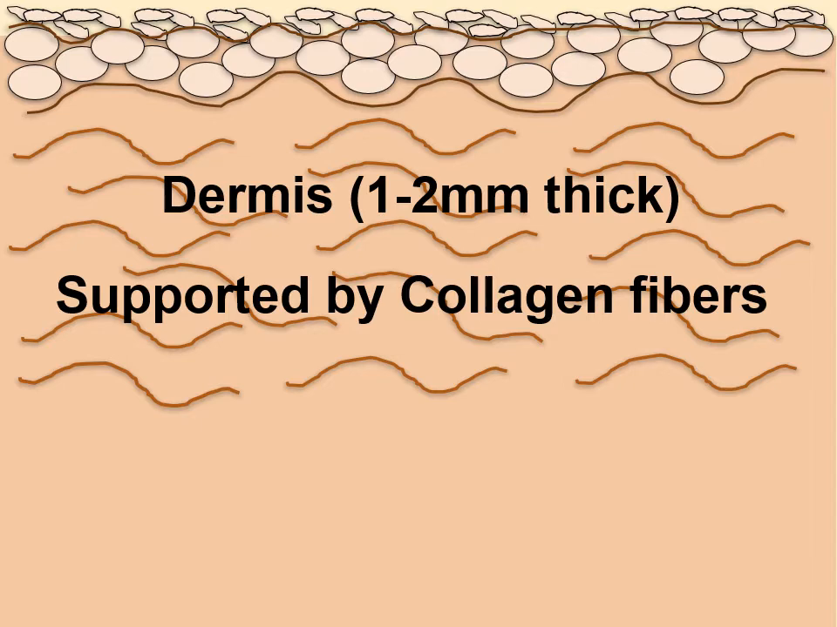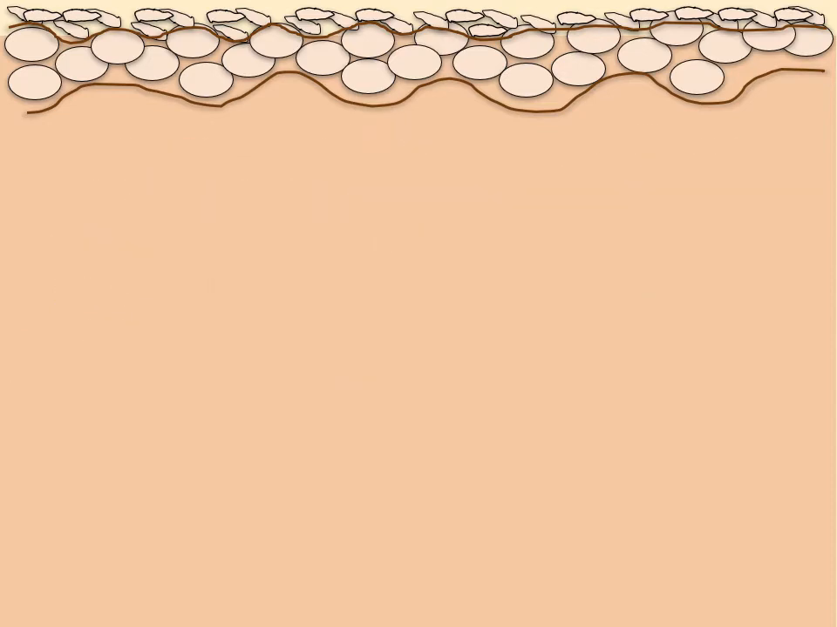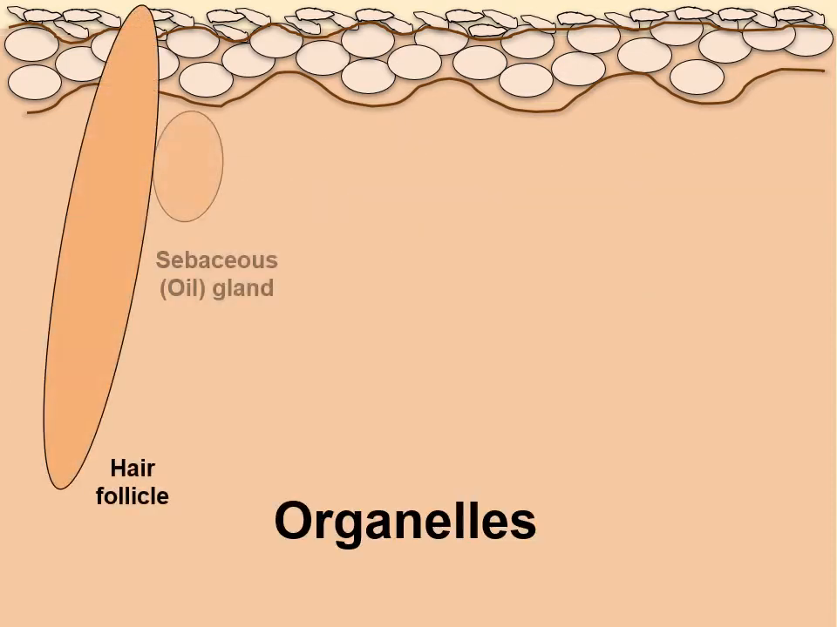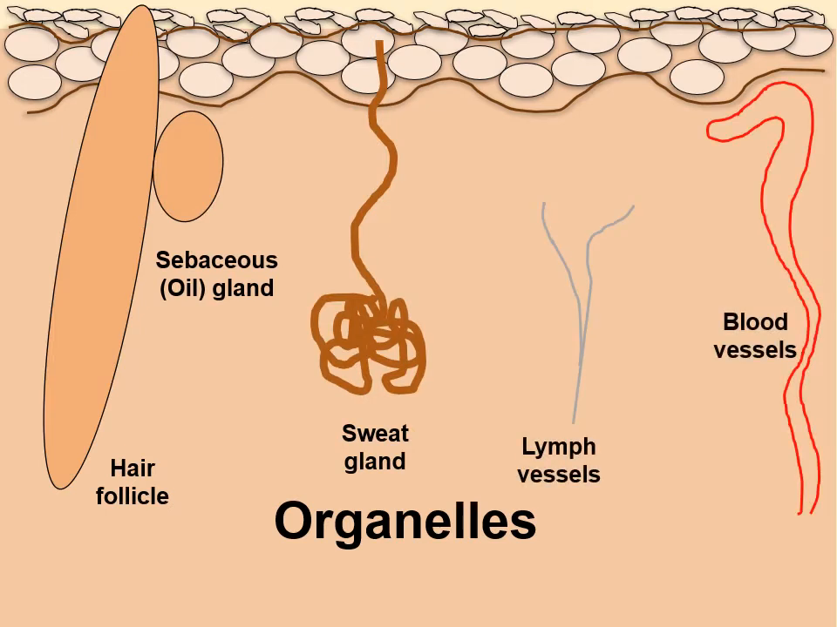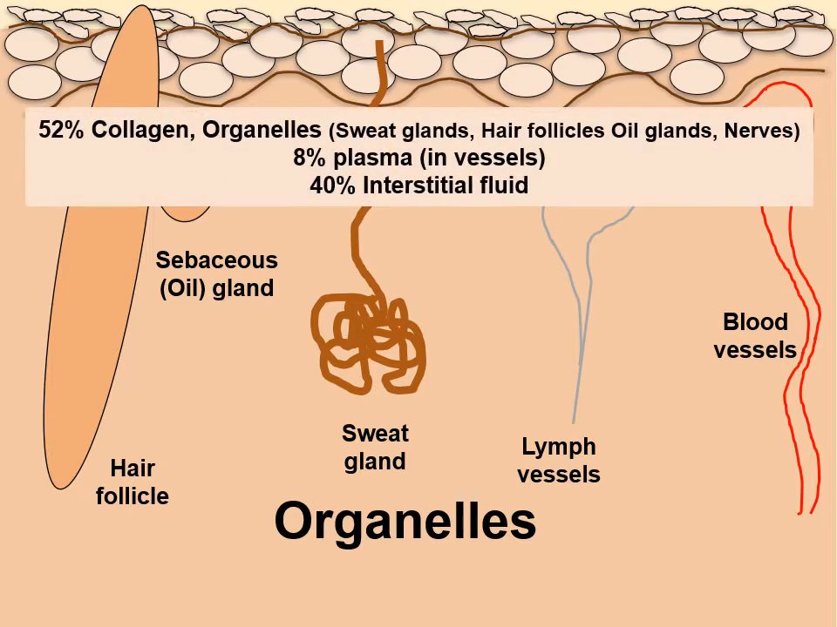We're going to remove that just so we have some space to draw. Now we're going to add the organelles. There are organelles in the dermis: hair follicles, oil gland, sweat gland, lymph vessels, and blood vessels. Those are all structures in the dermis, but it's all structured within this collagen fiber network instead of some cell matrix. If you look at a breakdown of the dermis, the collagen and all the organelles make up about half, about 52% of the volume.